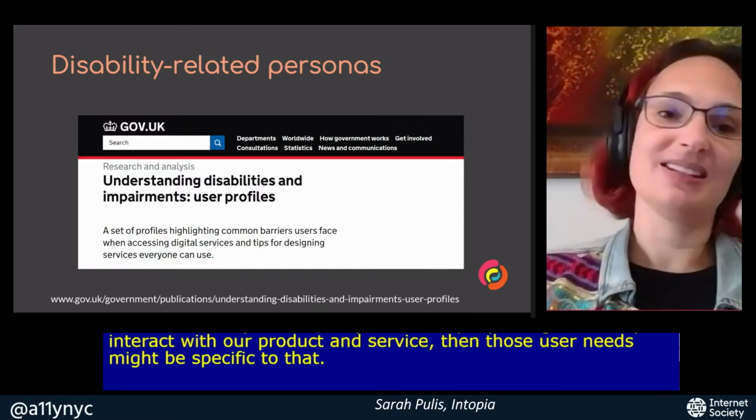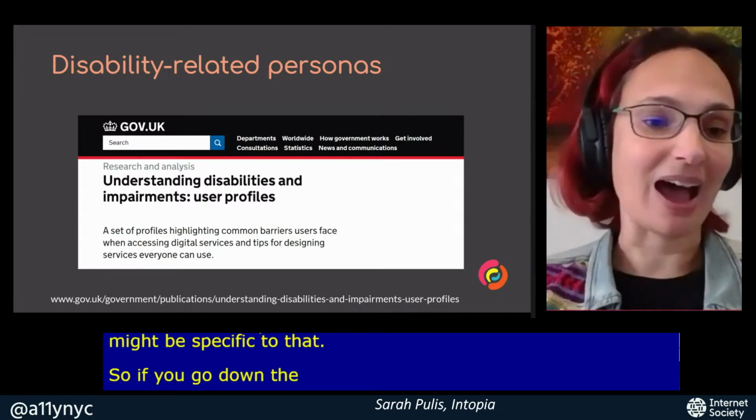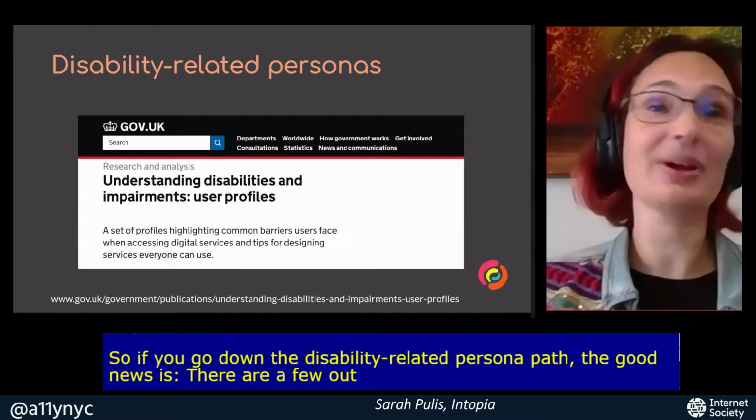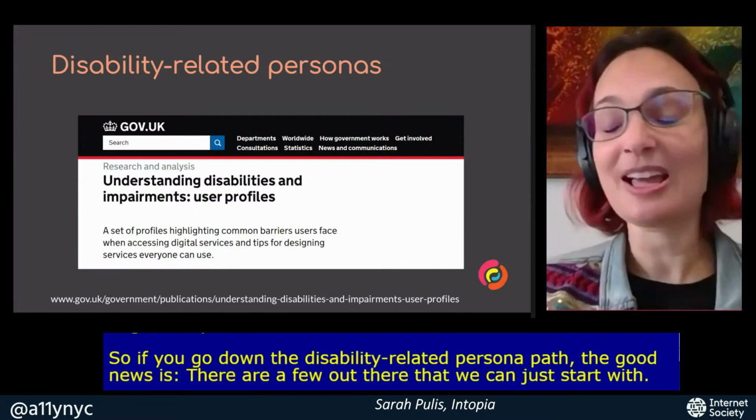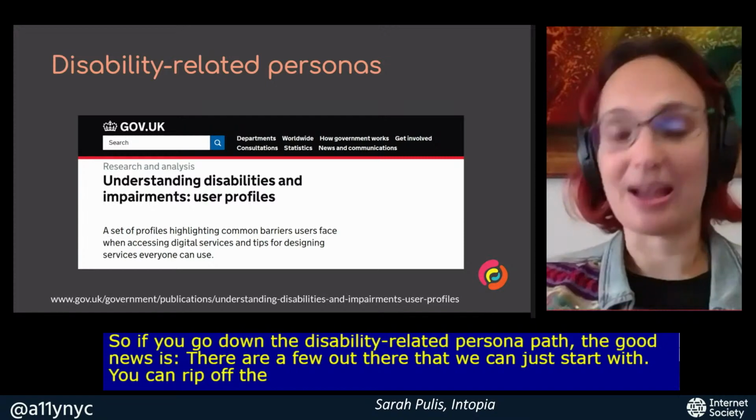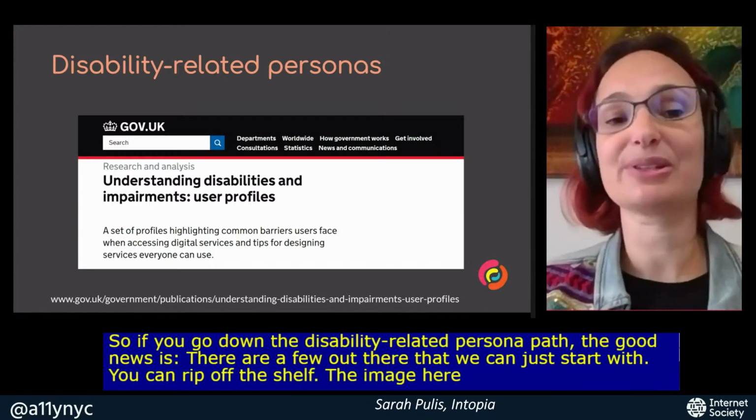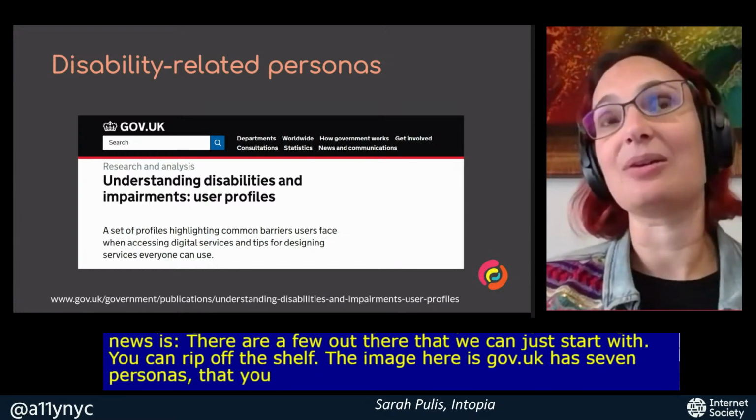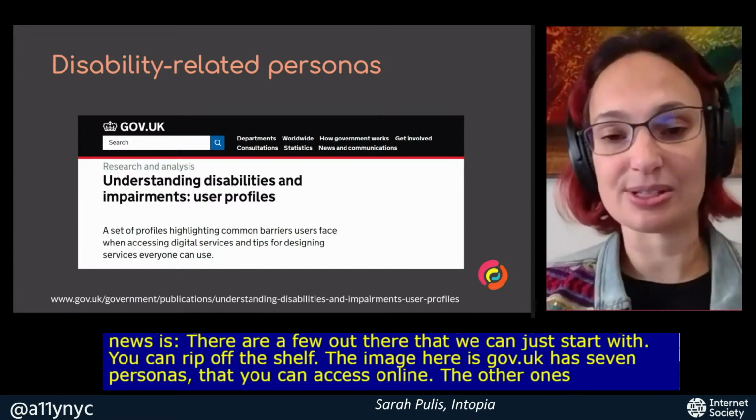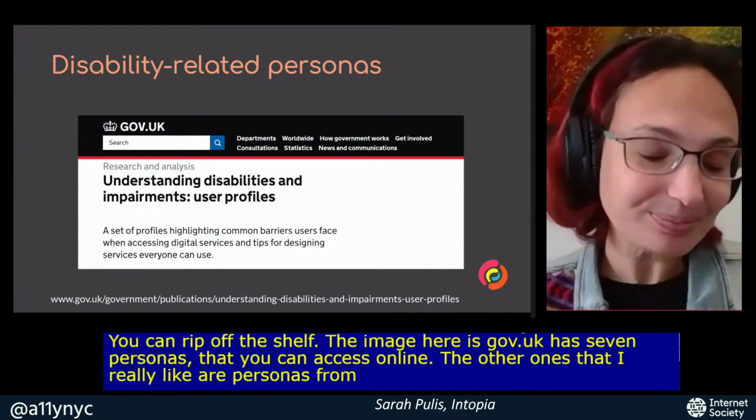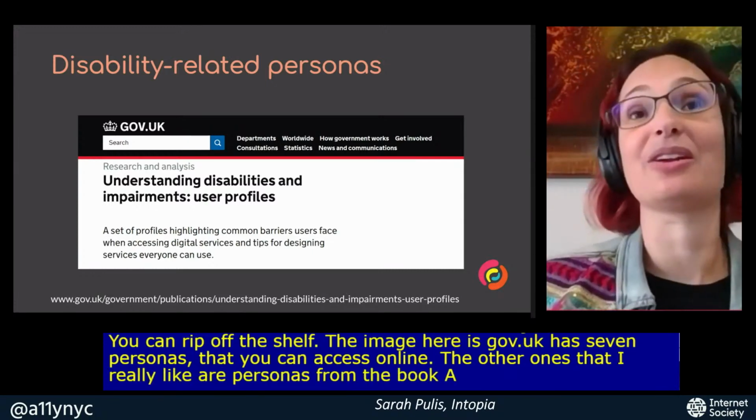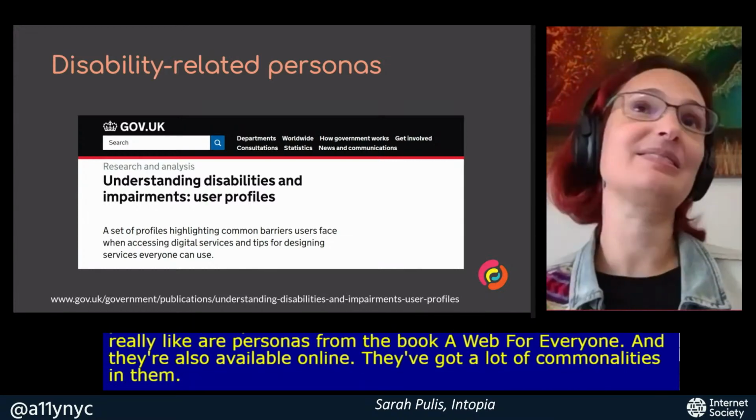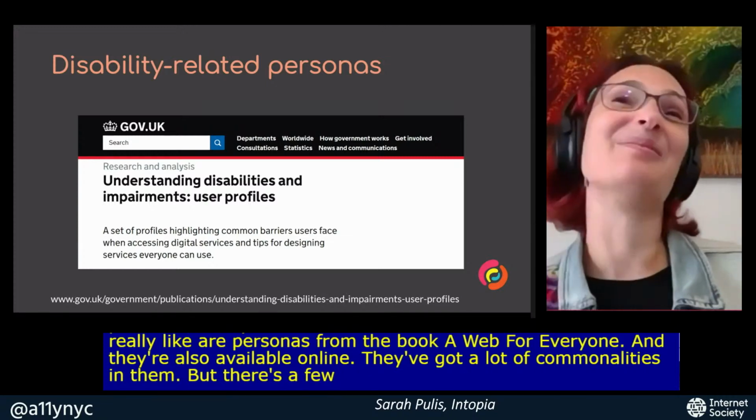So if you go down the disability-related persona path, the good news is there are a few out there that you can just start with. You can rip off the shelf. The image here is gov.uk, which has 7 personas that you can access online. The other ones that I really like are personas from the book A Web for Everyone, and they're also available online. They've got a lot of commonalities in them, but there's a few I'd love to combine together.